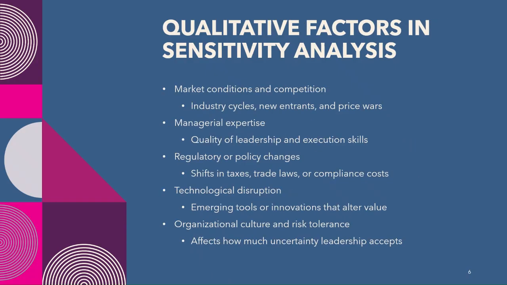Moving on to the qualitative factors, these are important because numbers don't always tell the whole story. Market conditions and competition can influence project outcomes, especially during industry cycles or when new competition enters. Managerial expertise is another factor, since poor execution can harm results even when the numbers look strong. And policy changes can introduce costs or delays.